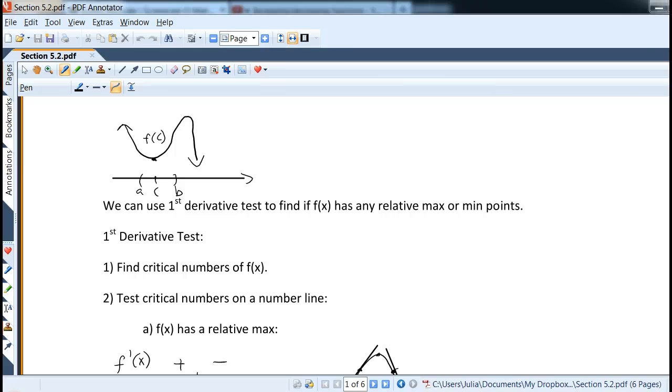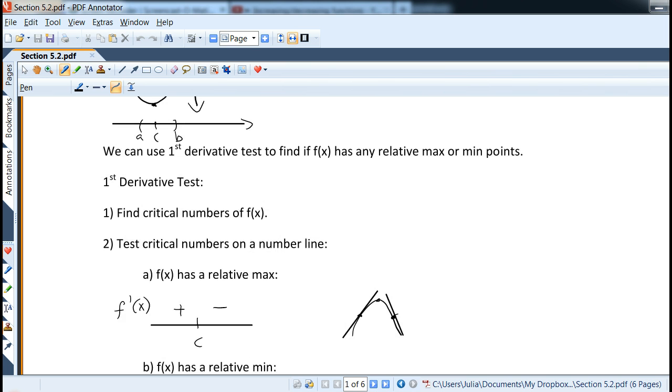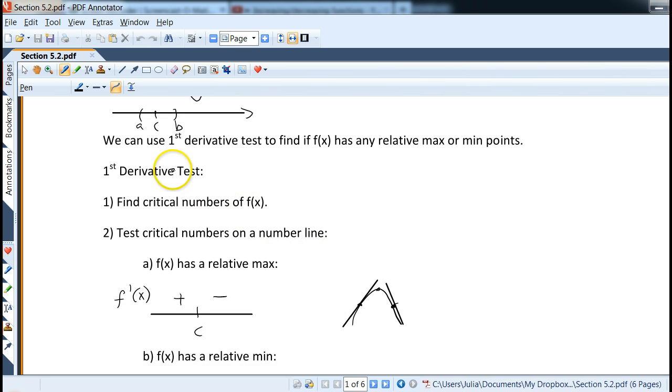It's very similar to what we started last time. What we can use is something called the first derivative test, which later on we'll see with a second derivative test how it looks. Let's scroll down a little bit. So what's happening? First, let's find the critical numbers of f of x. If you recall from last time, critical numbers of f of x are where the derivative is 0 or undefined, as long as the original f of x is defined at that point. And then we test critical points or numbers on the number line, just like we did last time.